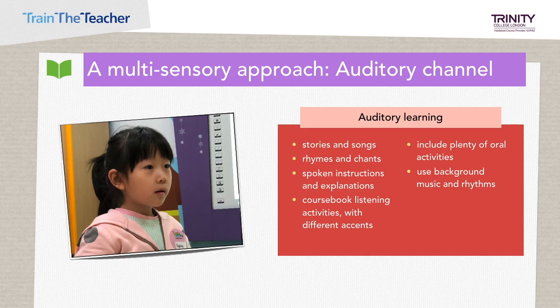Rhymes and chants are useful, and of course we've looked at teacher talk, which includes not only social talk, but spoken instructions and explanations. Your coursebook will of course have lots of listening material, and hopefully those will include different accents. Make sure you include plenty of oral activities, not only you interacting with the child, but children interacting in English together. This could be a role play or a little mini scene. And you could use background music and rhythms.